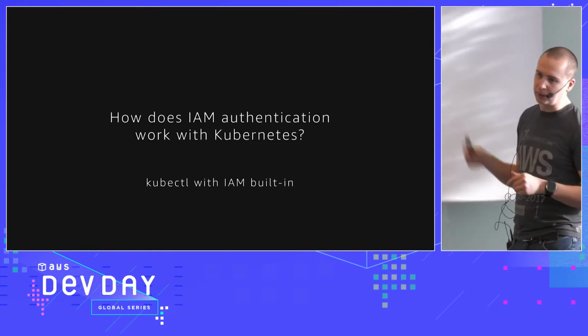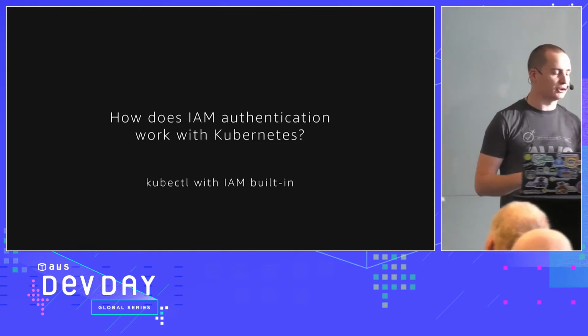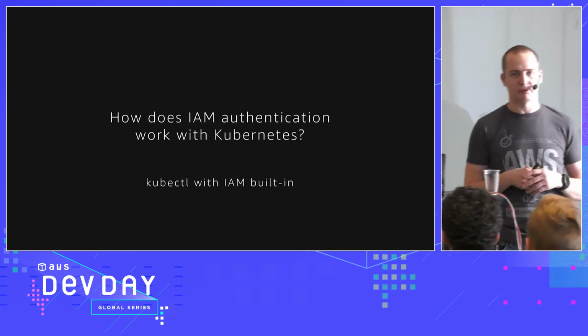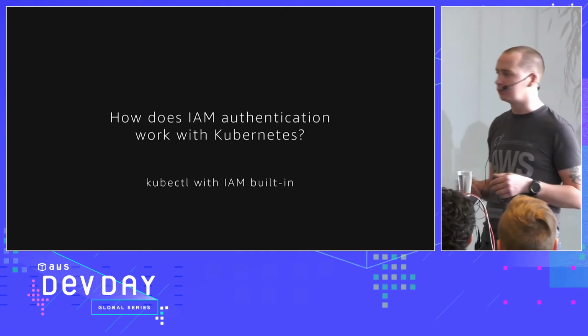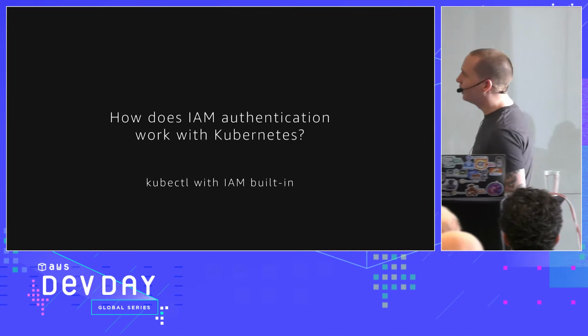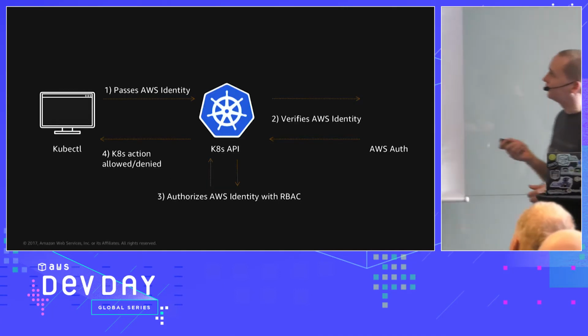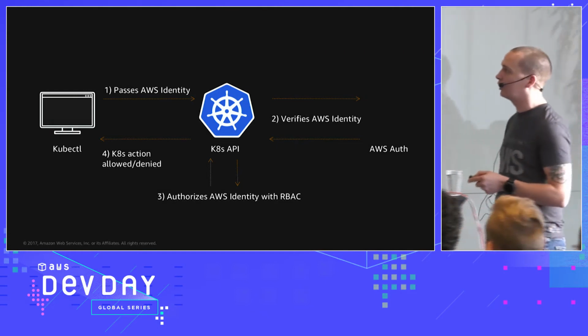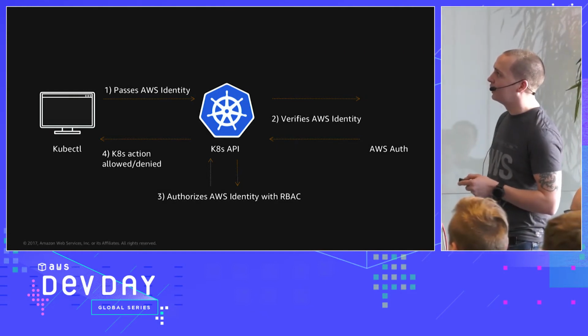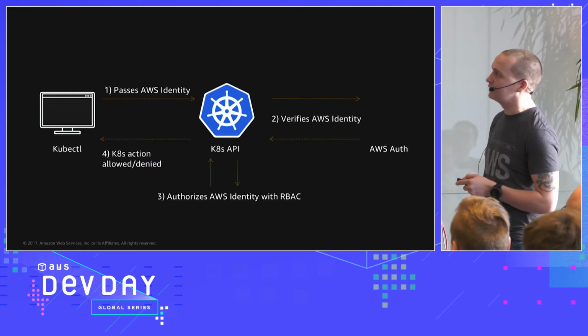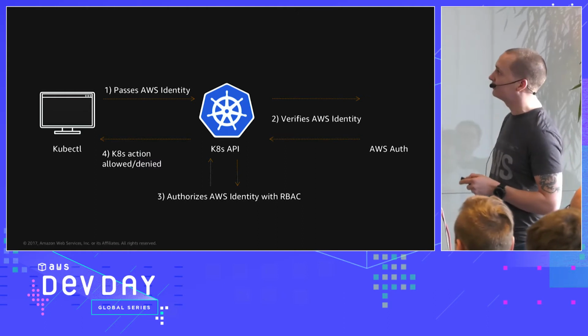That's not the long-term plan here. We will be upstreaming this back into kubectl so that it's the default experience for everyone. They can just brew install kubectl or whatever. So that's one side of IAM. And basically the way that's going to work is you've got your command line interface here. It's going to automatically pass your AWS identity into Kubernetes.